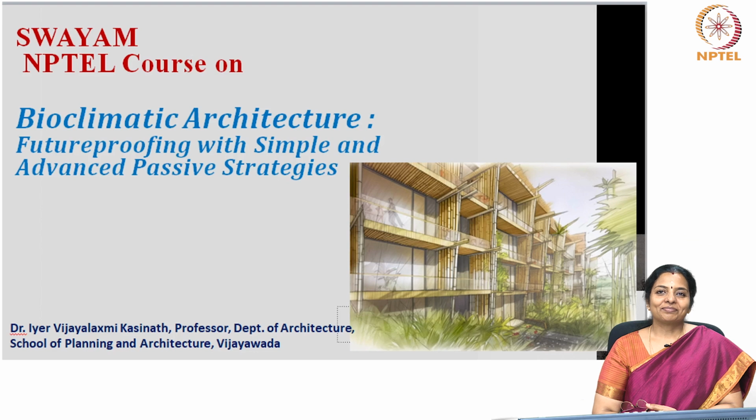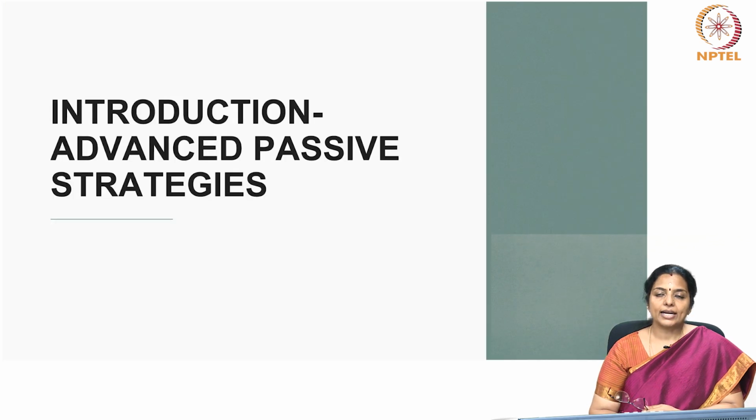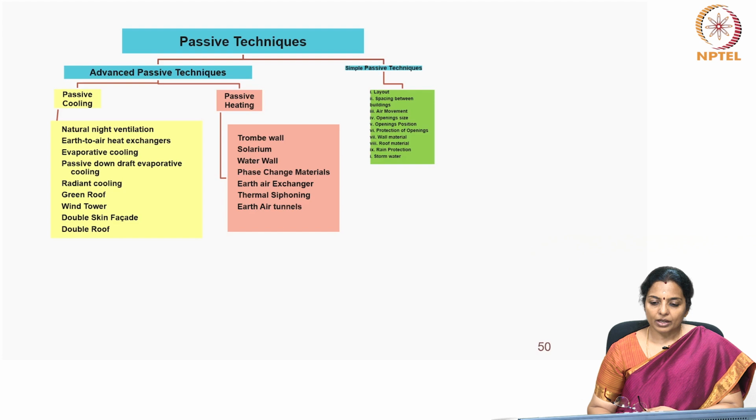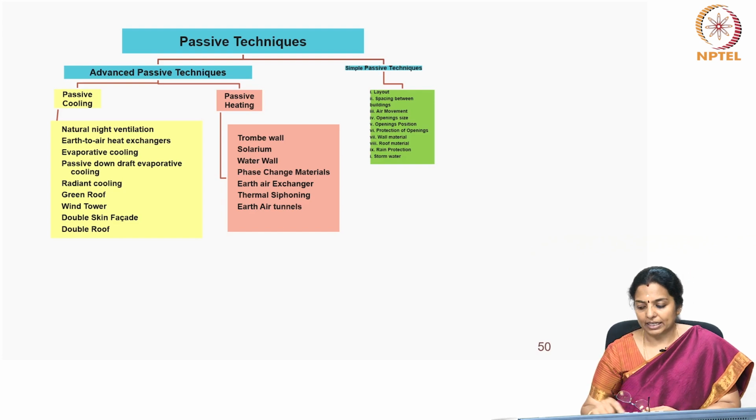Hello everyone. Until our last class, we have seen simple passive strategies. We have listed the strategies, we have seen its principles, we have seen its application, we have seen how it can get translated into architecture. Today we will be looking at advanced passive strategies. So today I will give you an introduction on advanced passive strategies. How do advanced passive strategies fall in the realm of passive techniques?